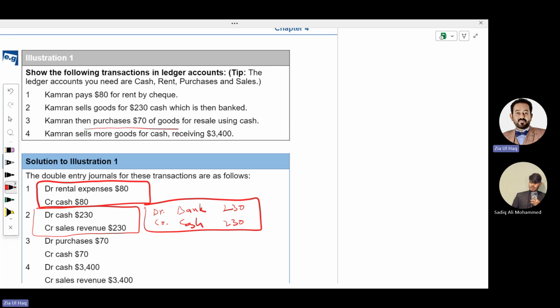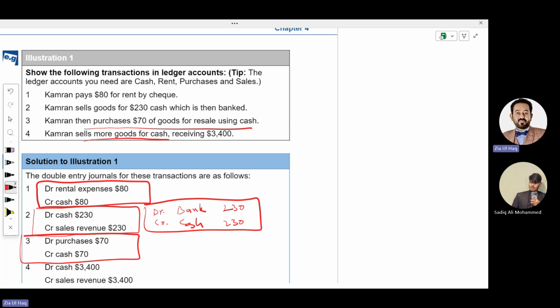Kamran then purchased 70 of goods for resale using cash. So cash going, credit. What could be the debit? If he is purchasing goods, purchases. So purchases debit, cash credit.